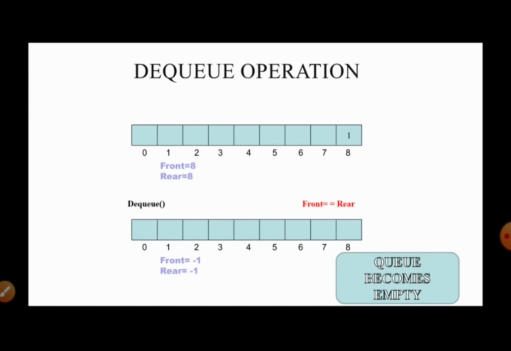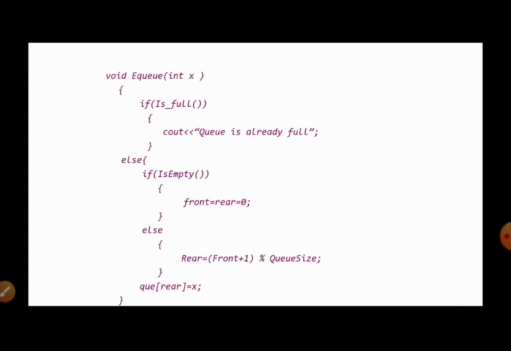Same for dequeue, if the front and rear are pointing to the same index, then that means there is only one value in the queue. So we change front and rear and assign them the value -1. So here we can see that front is equal to 8 and rear is equal to 8. So while dequeuing, if front is equal to rear, then front is equal to -1 and rear is equal to -1.